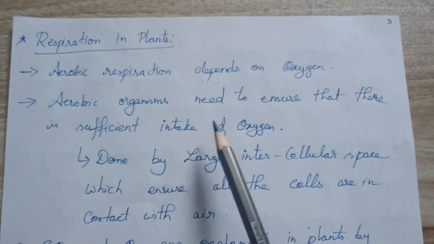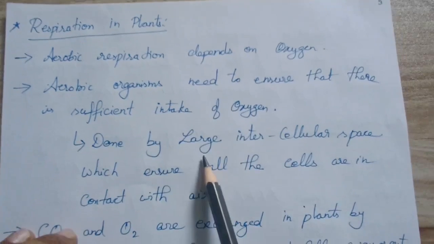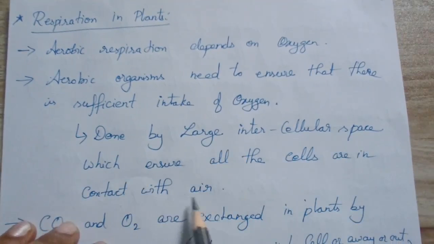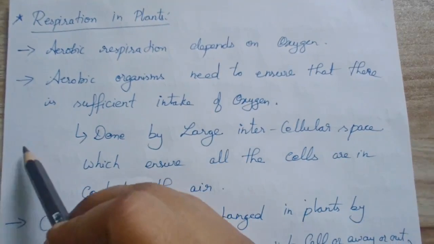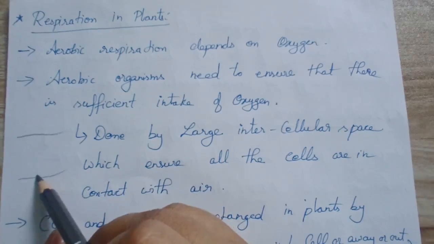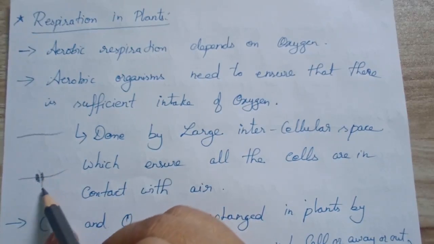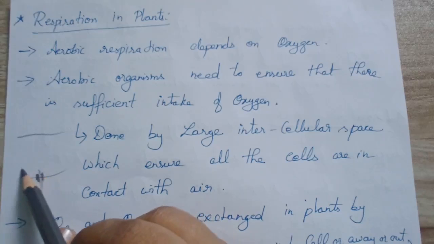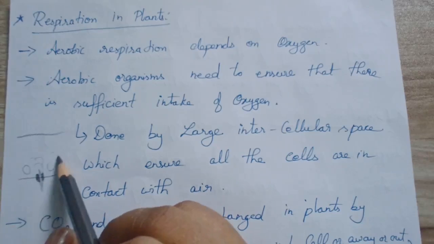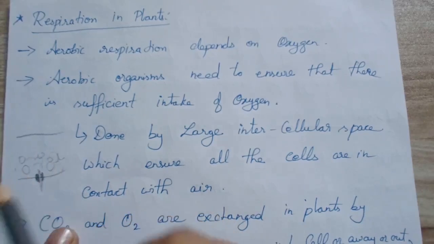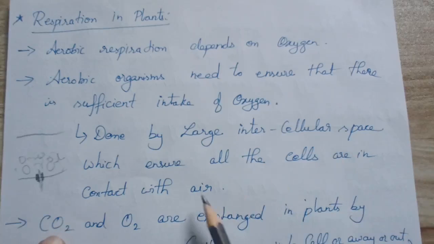In plants, this is done by the large intercellular space, which ensures all the cells are in contact with the air. The air enters through the stomata, with a guard cell here, in the bottom of the leaf. Through this, air will enter. You will have a large intercellular space, which ensures all the cells are in contact with the air.